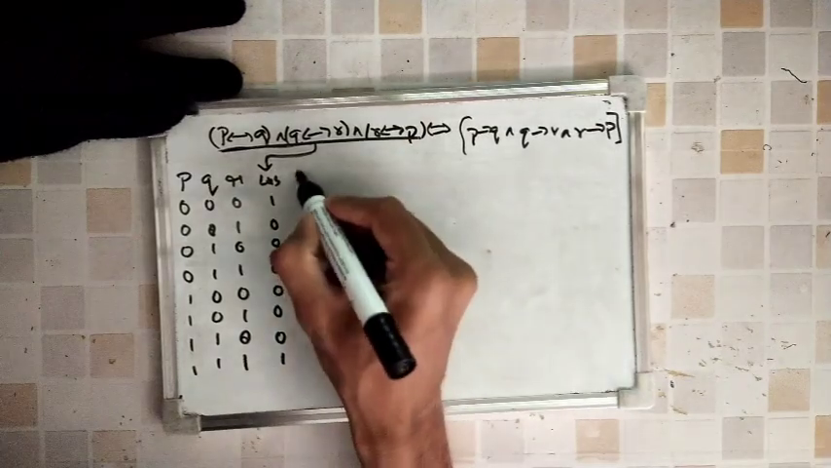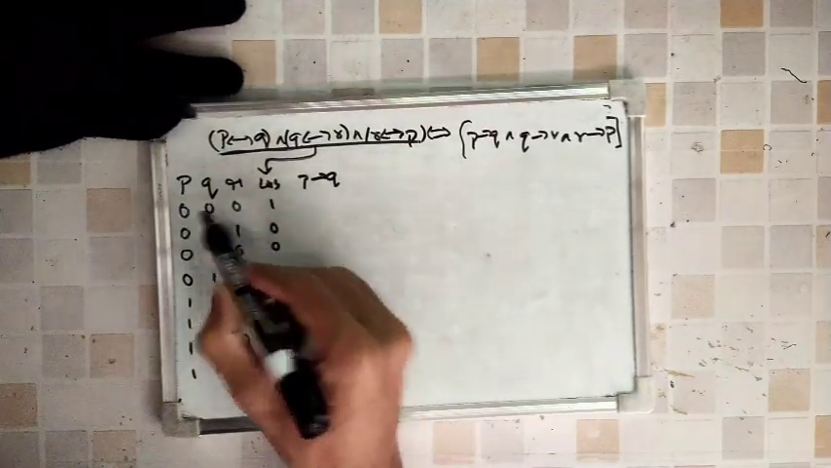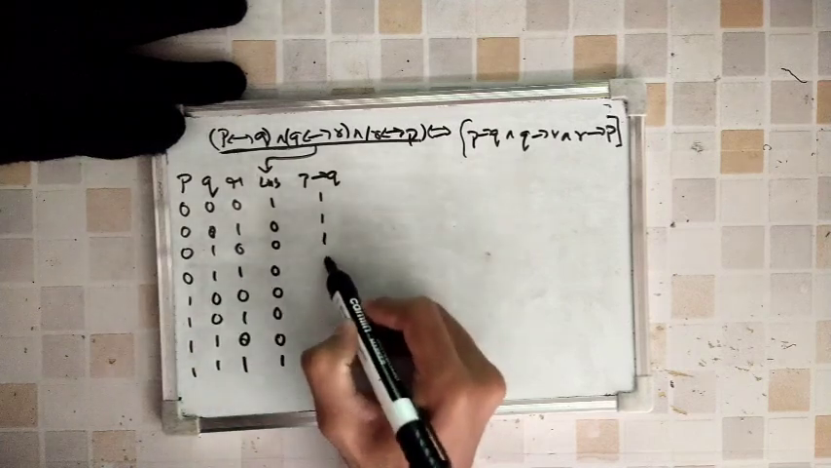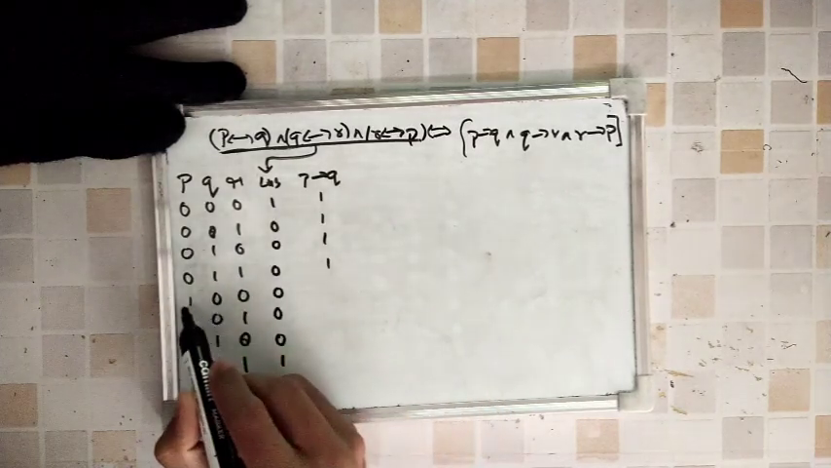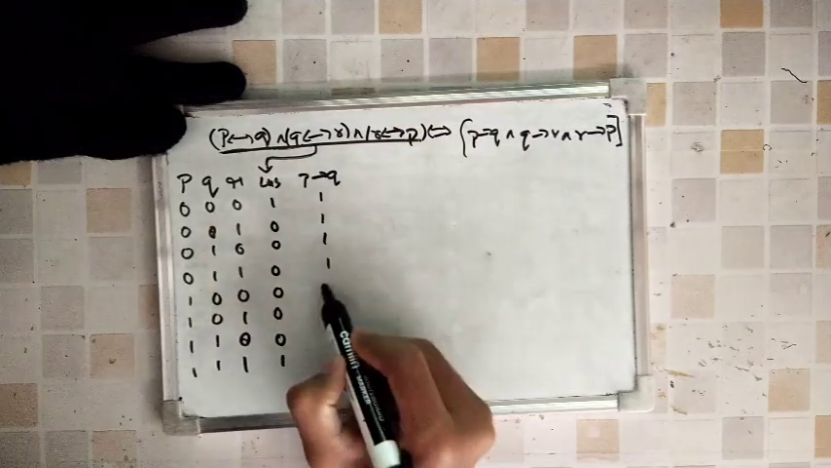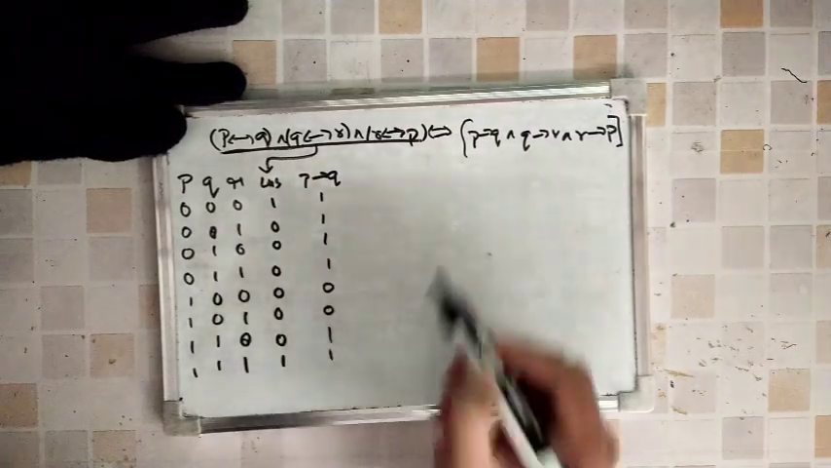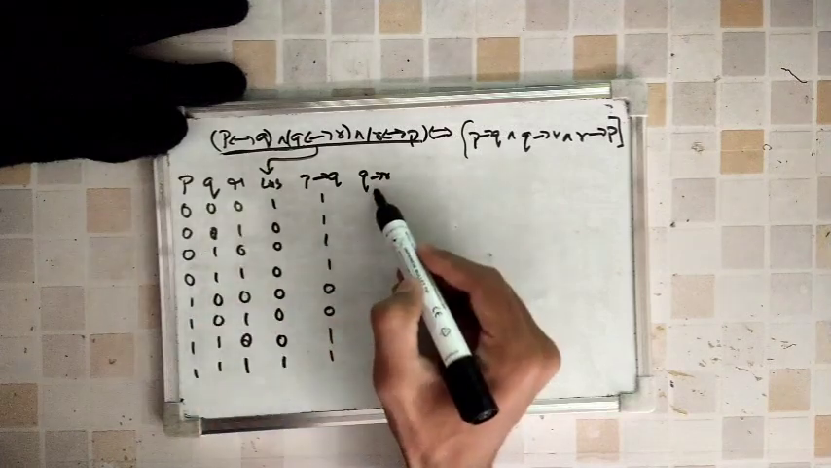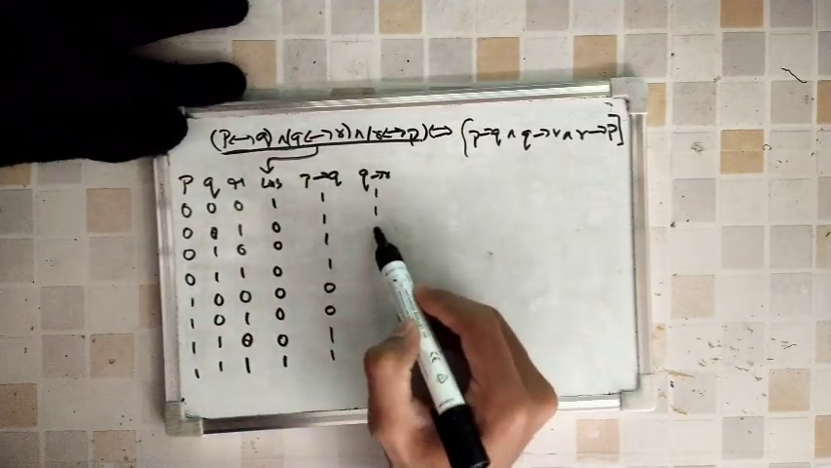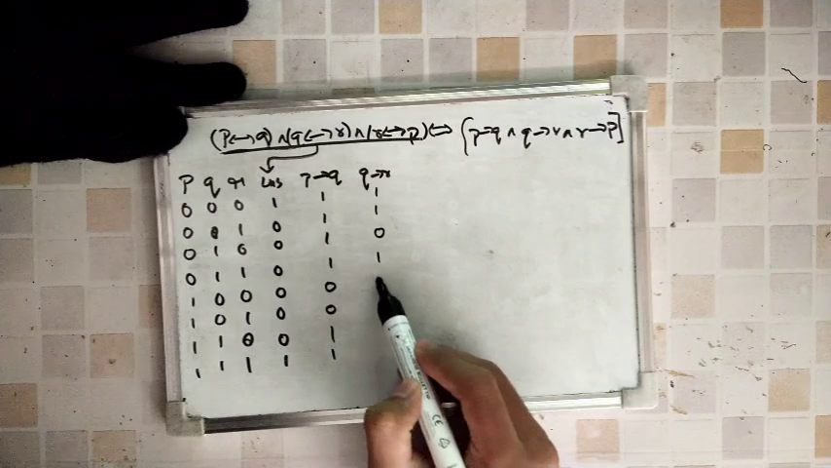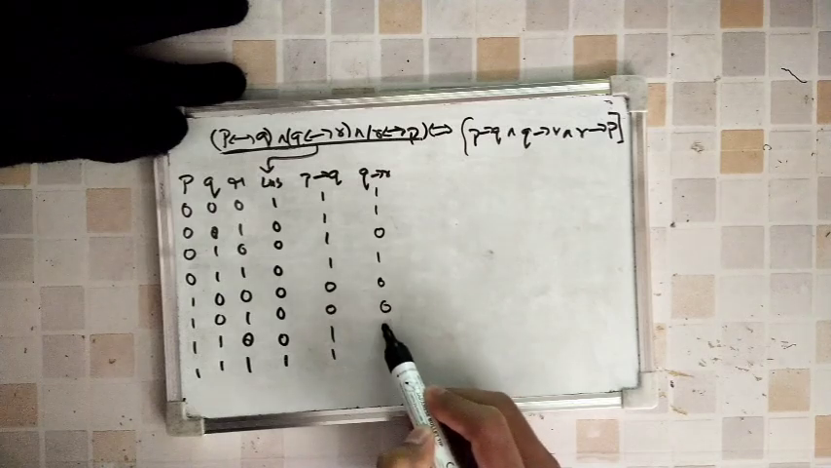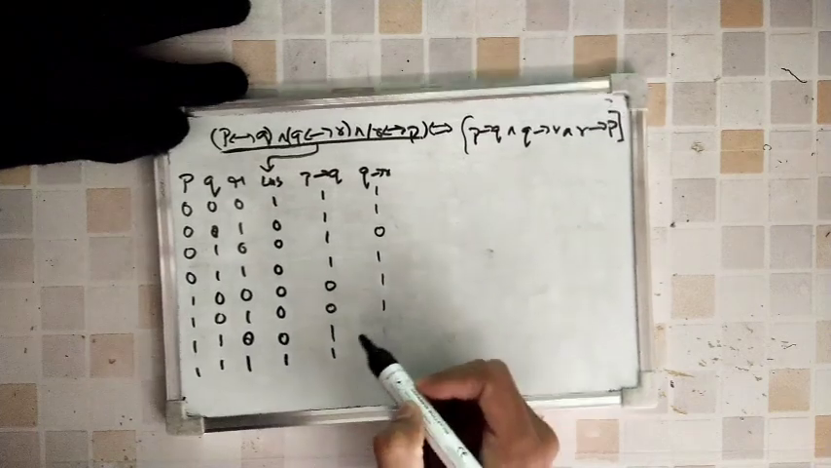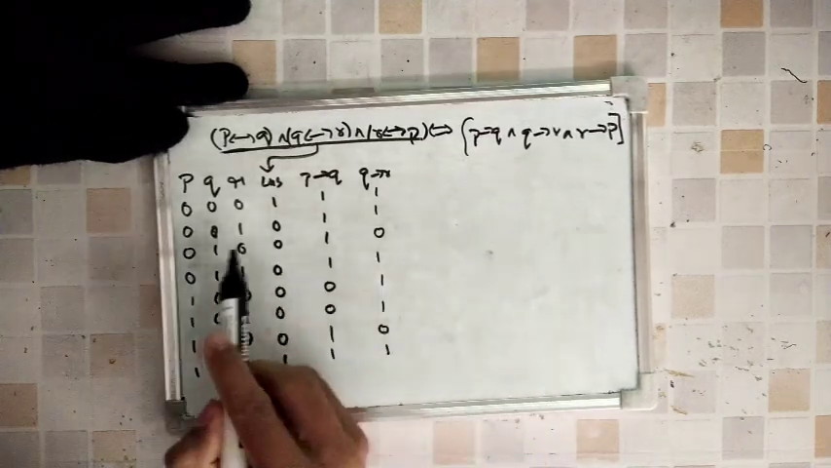Now I will do this. P implies Q. 0 implies 0, true. 0 implies 0 is true. 0 implies 1 is also true. Only where it will be false is where it decreases, 1 to 0, 1 to 0. Then true, true. Then Q implies R. 0 0 correct, 0 1 correct, 1 0 wrong, 1 1 correct, 0 0 correct, 0 1 correct, 1 0 wrong, then correct.